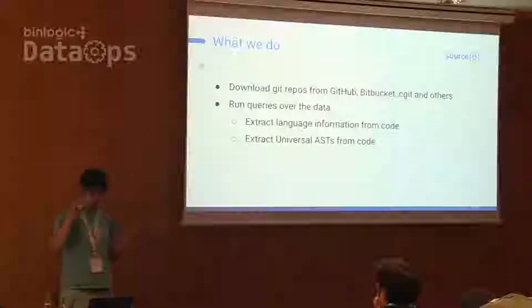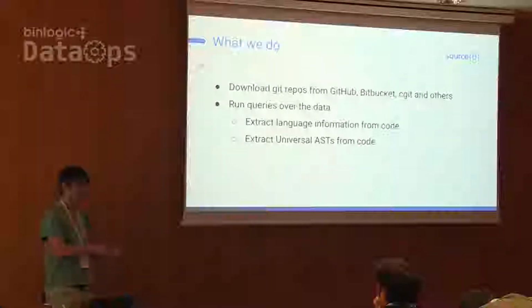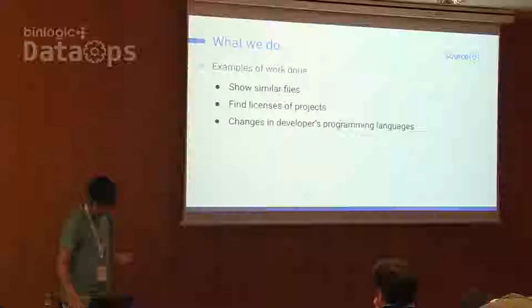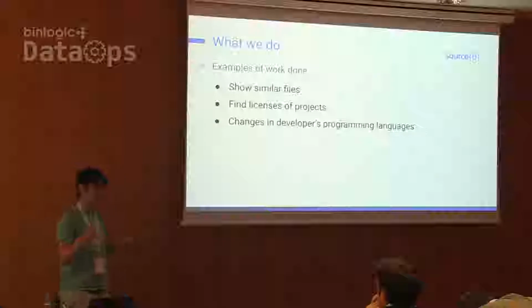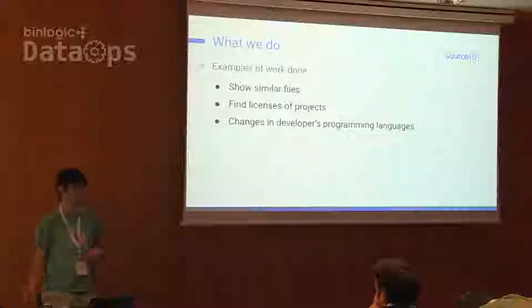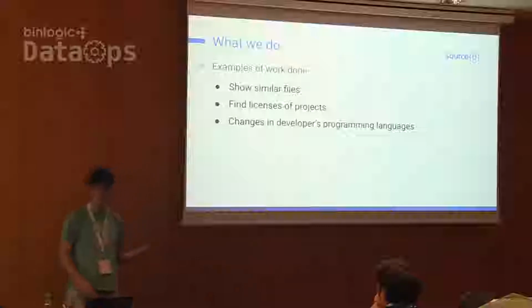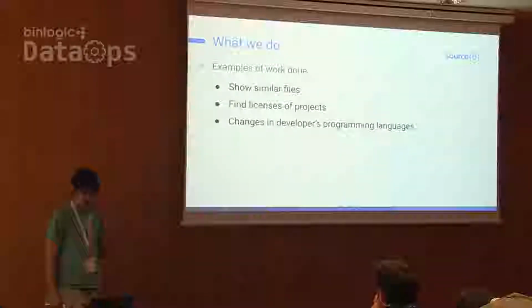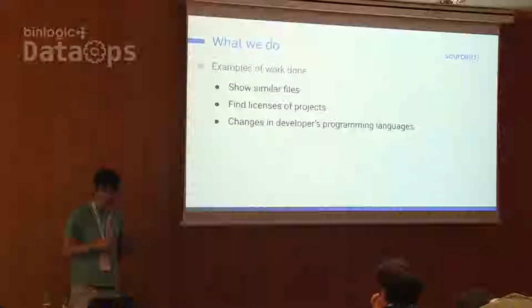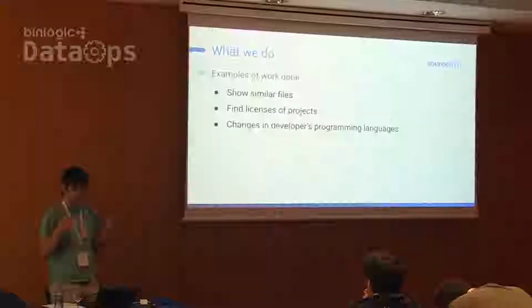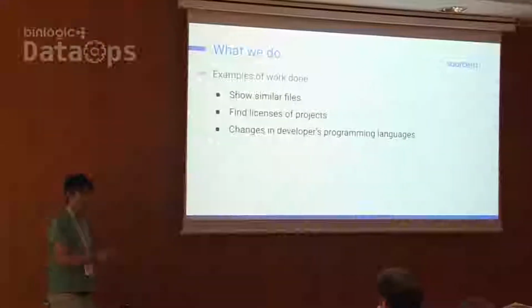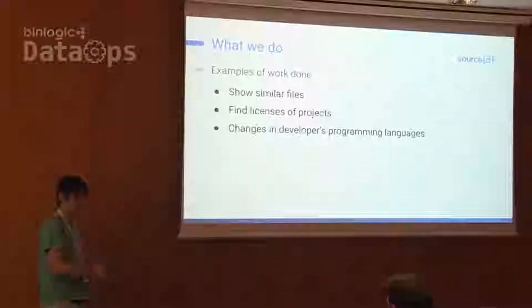And then with all that data, we extract some information from it. For example, we get files that are similar between several repositories. We can find files that are the same, copied by developers. We can also find licenses of projects, and automate this. We can also find which languages a programmer was using during their lifetime or inside the company.